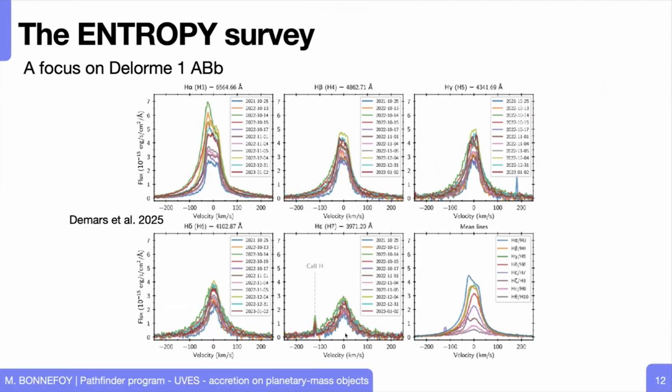So we're getting this time series of profiles at a high signal-to-noise ratio. We are able to see several Balmer lines. And you see that the Balmer lines don't necessarily have the same profile. What we will be focusing on is these first three lines, which have the most exquisite signal-to-noise ratio.